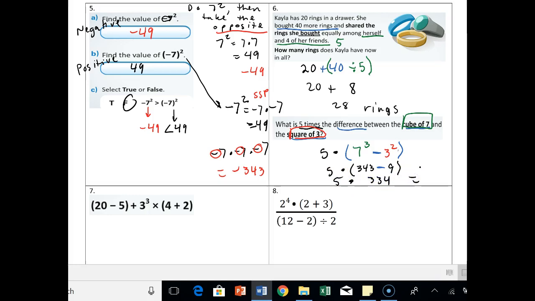And then you'll get your answer of 334 times 5 being 1,670. So they go up very fast, very quickly. That is the end of part 2.